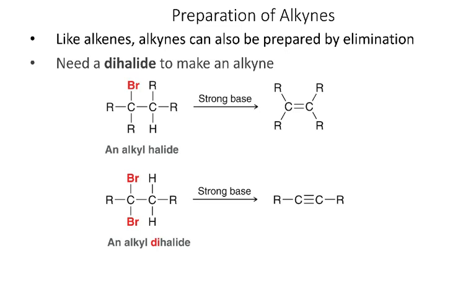So we learned in a previous chapter that if I have an alkyl halide and I react that with a strong base, I can cause an elimination to occur which produces the alkene. Well, if I have an alkyl dihalide where I have two halogens attached to my carbon chain, then when I react that with a strong base, I can produce an alkyne.